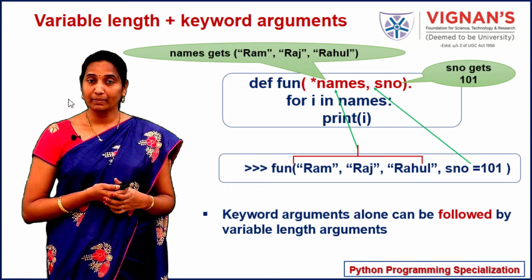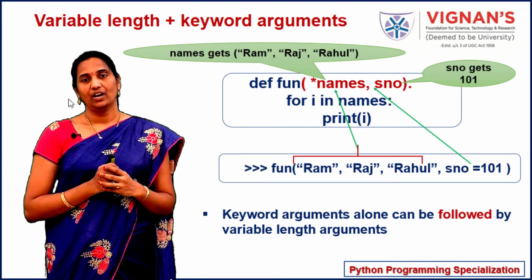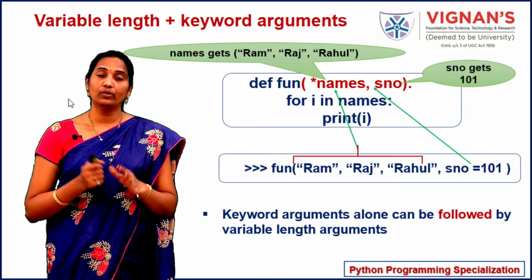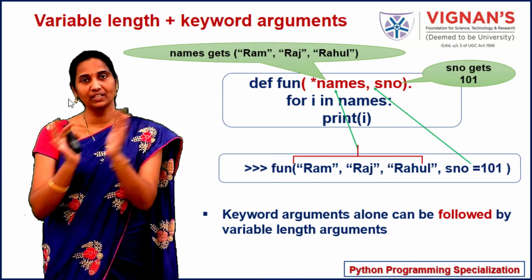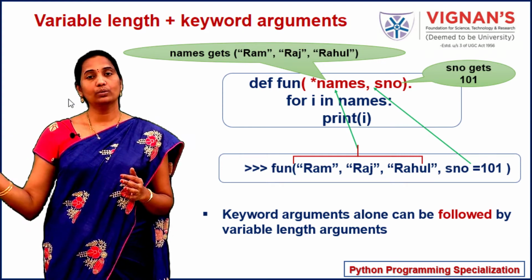But remember one thing: whenever you have a combination of variable length and keyword arguments in your function, the keyword arguments must always follow the variable length arguments. So the keyword arguments must be towards the end.